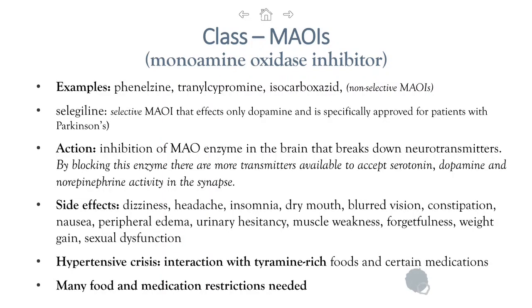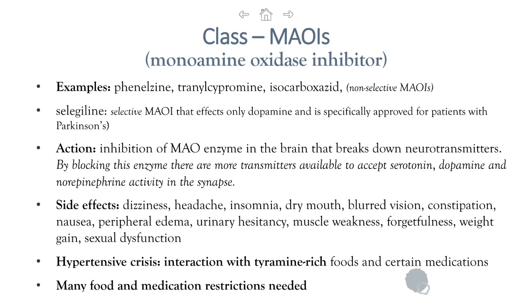The next class, the MAOIs, the monoamine oxidase inhibitors. Examples for these, phenelzine, isocarboxazid. The way these work, they break down neurotransmitters. By blocking this enzyme, there are more transmitters available to accept serotonin, dopamine, and norepinephrine activity in the synapses.